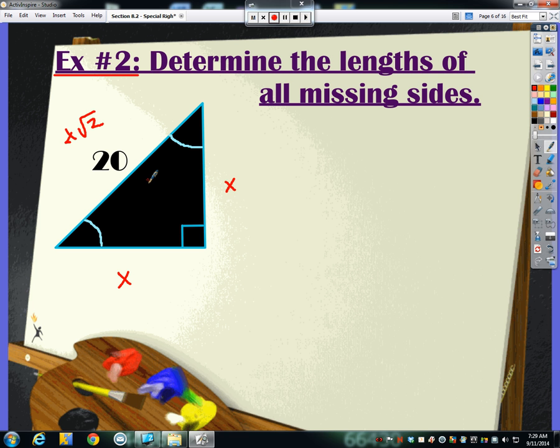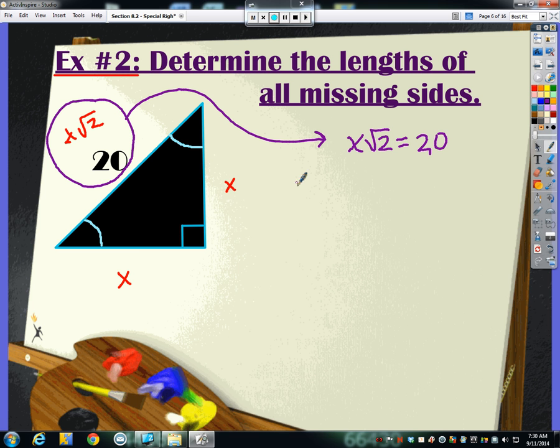Well, I always have to give you one side. And which side did I actually give you the value of in the pattern? I gave you the x root 2 side. So I'm just going to come over here and say the x root 2 side of the pattern is equal to 20 in this case. And what I want to figure out here is what is x and what is x, so I'm going to solve for x. So I want to divide both sides by the square root of 2.